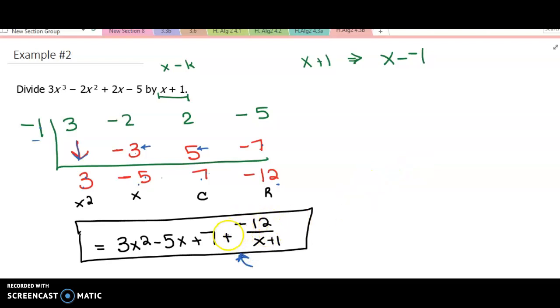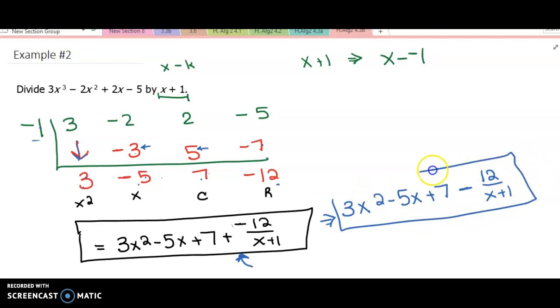Now, I do want to note that when we add a negative, and I'm not sure which way Big Ideas wants it, this is the same thing as 3x squared minus 5x plus 7 minus 12 over x plus 1. Okay, I'm not sure if it's a big deal for Big Ideas, but either one of these are the same thing here.